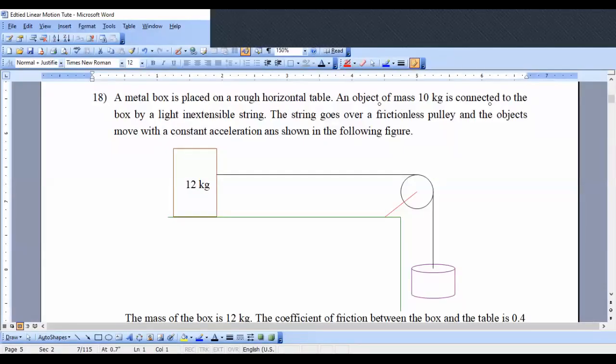Okay, let's discuss question number 18. Somebody unmute the mic and read question number 18. Somebody please read it there.